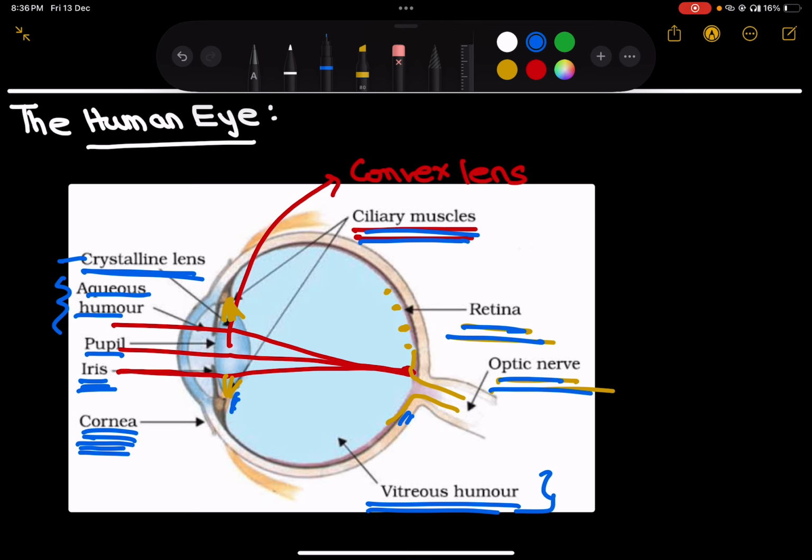Okay, so that is the basic working of the human eye and the 'Do you know' part of your NCERT.